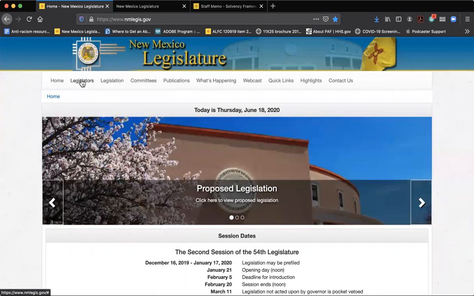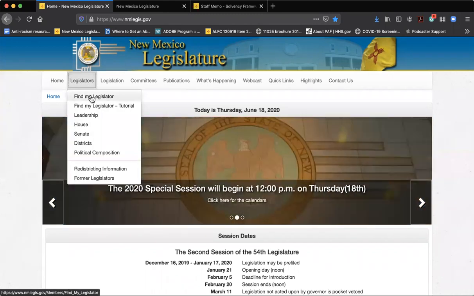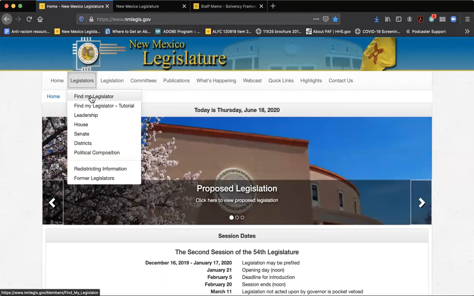First and foremost is, of course, your legislators. You can do a search either by address, alphabetically, or even get a floor seating chart for each chamber. And that's super helpful when you come to the Roundhouse for a visit and see where it is that they're sitting on the floor.